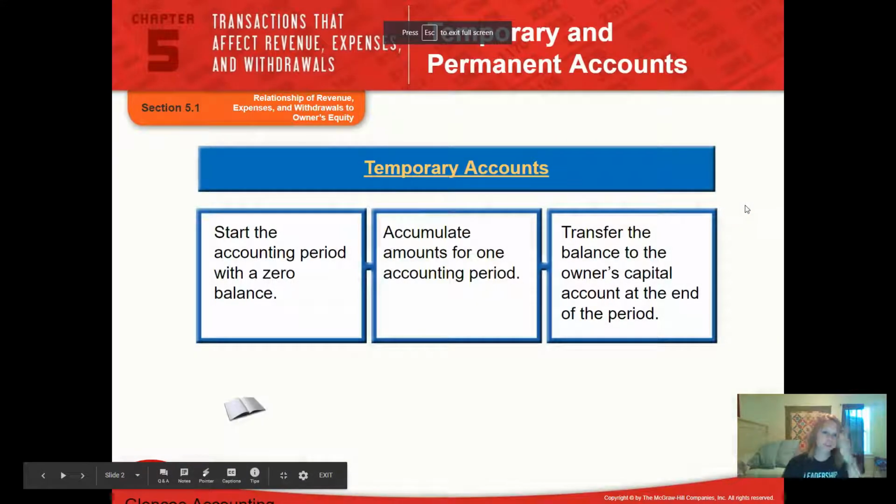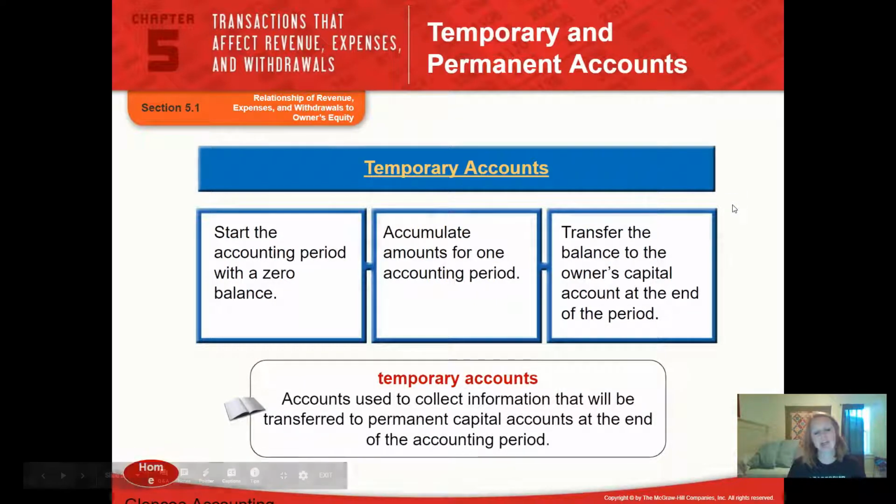And the first important piece here is that now we're looking at temporary versus permanent accounts. Temporary accounts start the accounting period with a zero balance. So if your accounting period starts January 1st, you go all the way through the year, December 31st, you will restart the year at zero. Basically, the point of a temporary account is to help accumulate amounts for one accounting period. So if we're looking at rent, for example, we want to know how much we paid in rent for the entire year, and then you start over so you can compare year to year.